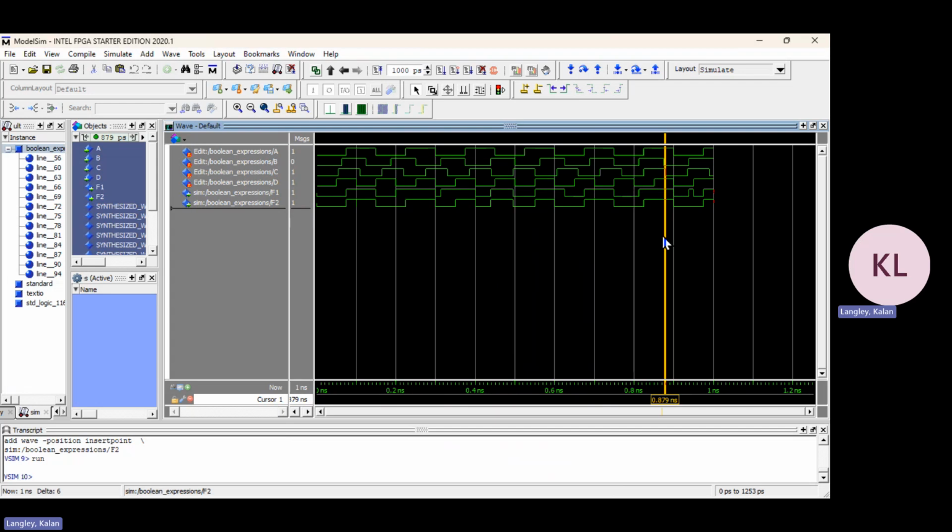1, 1, 0, 0, and 1, 1 for F1 and F2. 1, 1, 0, 1, and a 1 and 1. ABCD is 1, 1, 1, 0, and a 1 and 1. And lastly, they're all on, A, B, C, and D. All on, and F1 and F2 are on. All right, thank you.